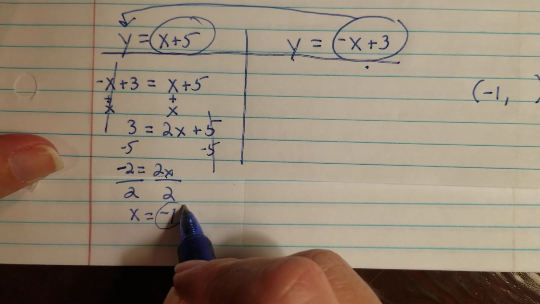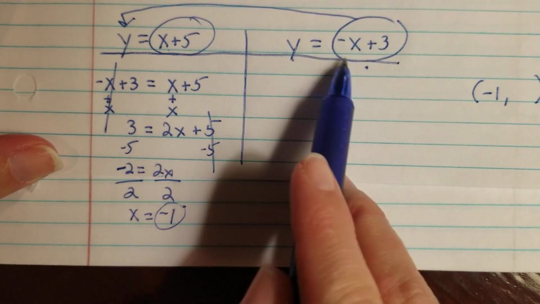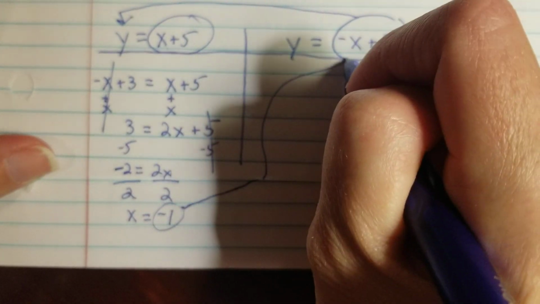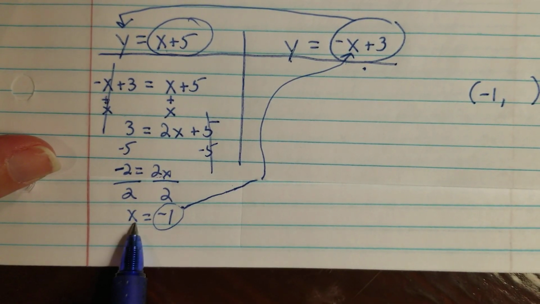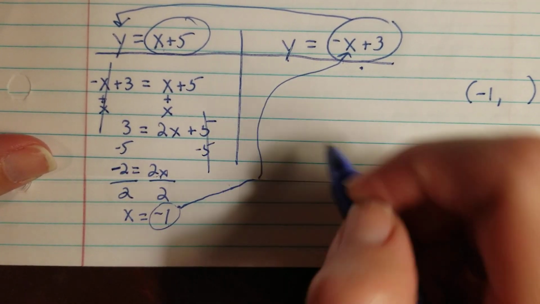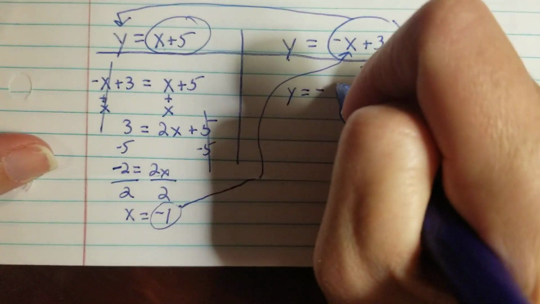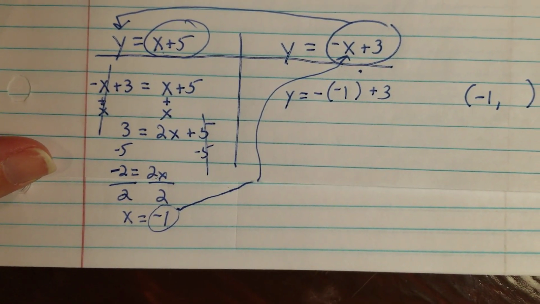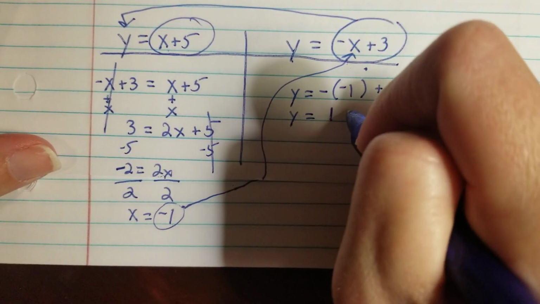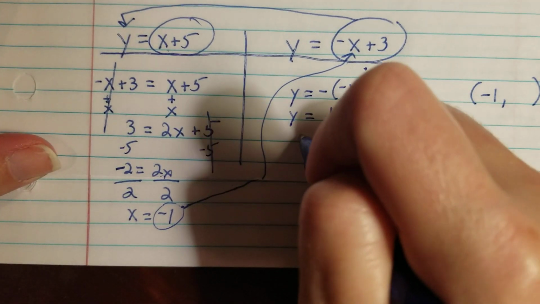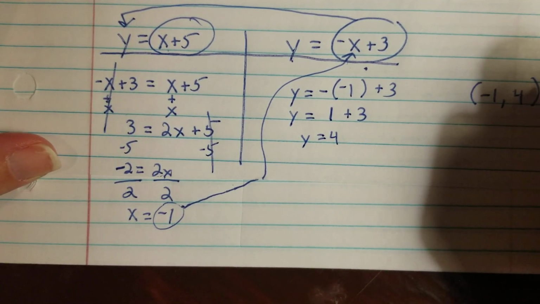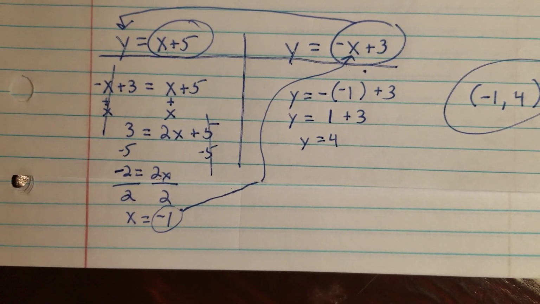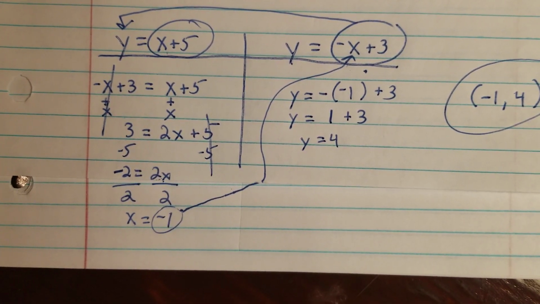Well, I take this negative 1 and I can plug it into either one of these. It doesn't matter. But I've got space over here, so I'm going to put it in for my x. This equals x. It substitutes in for x. So y equals negative on the outside, negative 1 on the inside. 2 negatives give me a positive 1. 1 plus 3 gives me 4. So there is my solution to this system. So I've given you 3 types of examples on how to solve by using substitution.